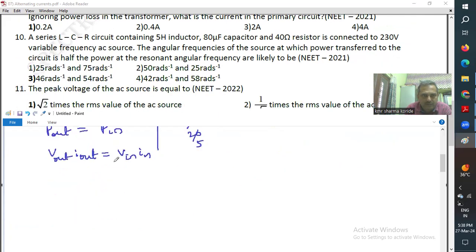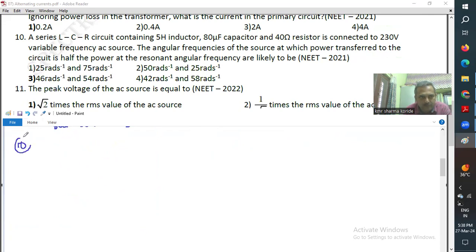Moving to the next question. Question number 10. There is an explanation required. A series LCR circuit containing a 5 Henry inductor, an 80 microfarad capacitor, and a 40 ohm resistor is connected to a 230 volt variable frequency AC source. The angular frequency of the source at which the power transferred to the circuit is half the power at the resonant angular frequency is likely to be.